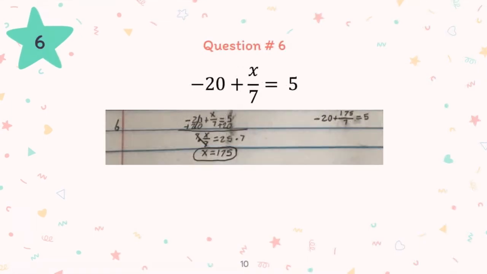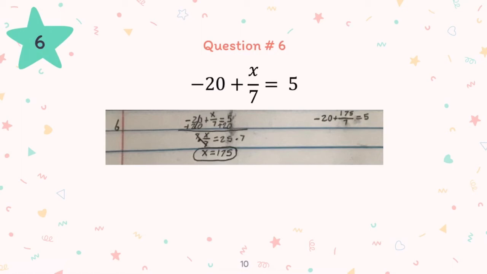For this one, the equation is negative 20 plus x over 7, which equals 5. So for this one, we do the same thing. The opposite of subtracting is adding. So we do minus 20 plus 20, which the two symbols cancel each other out. So now we have x over 7, and what we do on one side, we do on the other side. So now we do 5 plus 20, which equals 25. So now we know x over 7 equals 25.